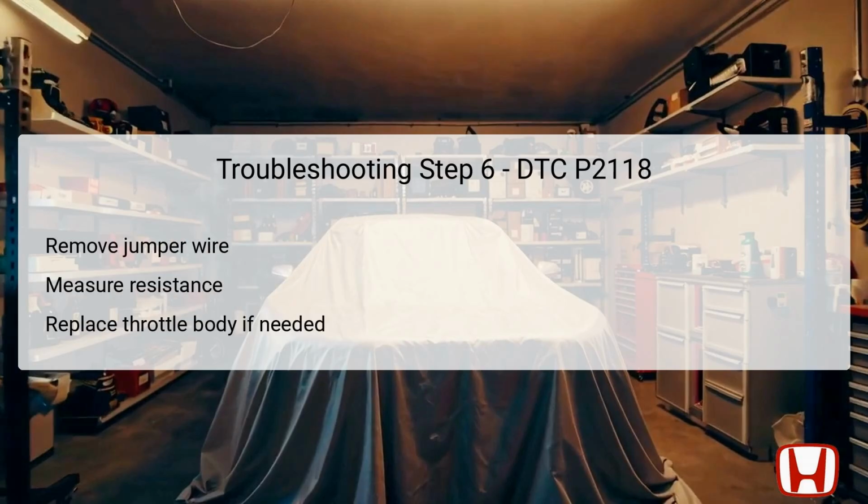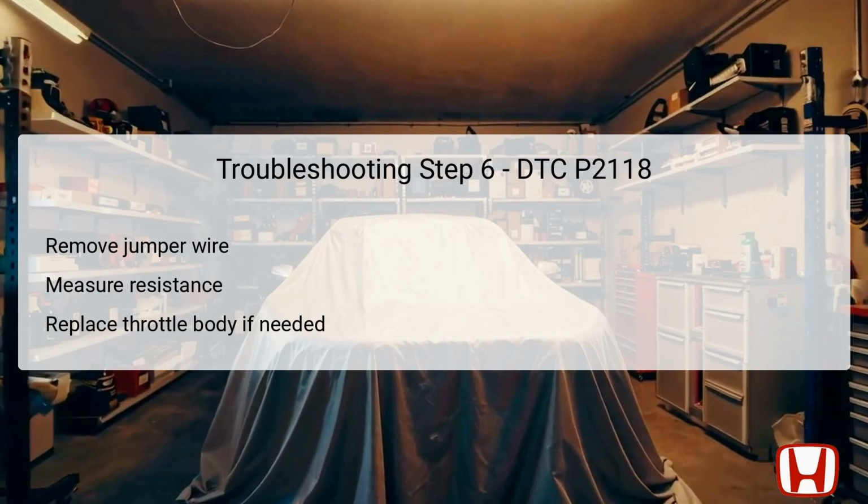Step 6 begins with removing the jumper wire that was used in the previous continuity test from the Throttle Body 6P connector. With the jumper wire removed, the technician must measure the resistance between two specific test points at the throttle body side. This test helps to determine if the internal circuit of the throttle body is functioning properly. The ideal resistance range should be between 1.2 ohms and 1 kilo.